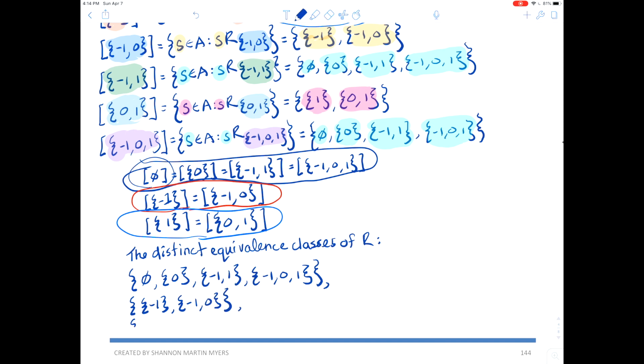And then the last one will be what? The set that contains 1 and the set that contains the elements 0 and 1. So those represent the class of {1} and the class of the set {0, 1}. Groovy? All right. So we're done.